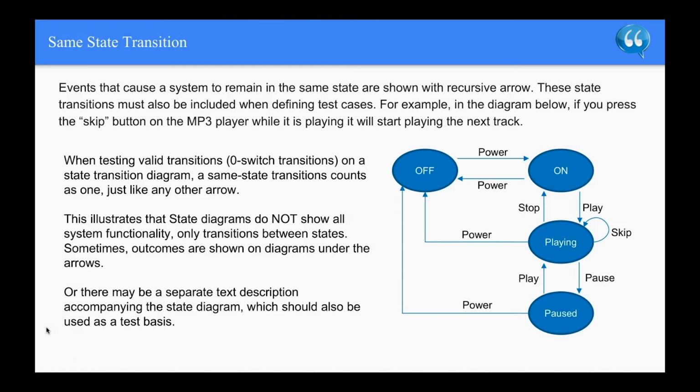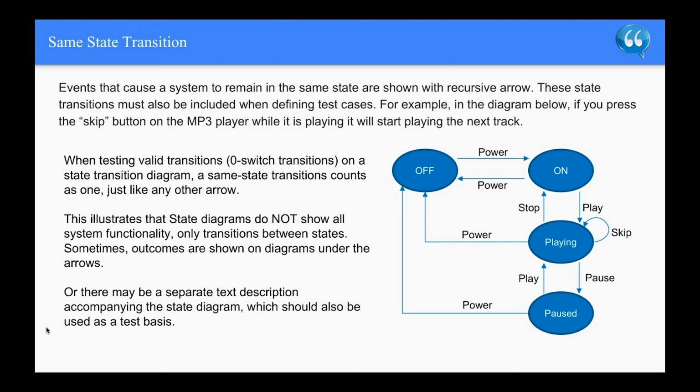Same state transition. Events that cause a system to remain in the same state are shown with a recursive arrow. These state transitions must also be included when defining test cases. For example, in the diagram below, if you press the skip button on the MP3 player while it is playing, it will start playing the next track. When testing valid transitions, zero switch transition on a straight transition diagram, a same state transition counts as one, just like any other arrow. This illustrates that state diagrams do not show all system functionality, only transitions between states.